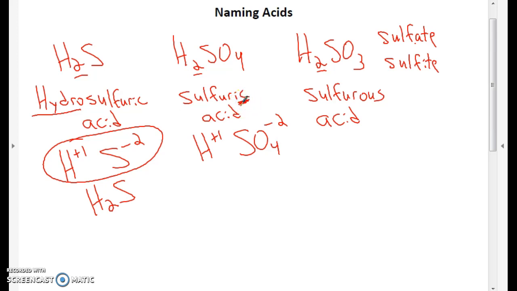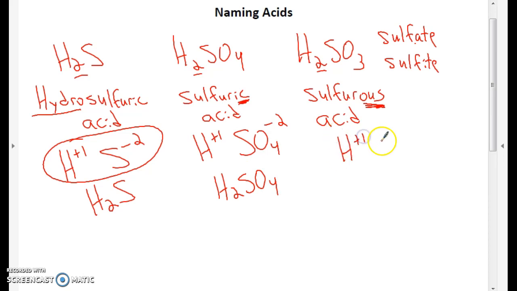IC goes to ATE, so I ate something icky. OUS will go to the polyatomic ion that ends in ITE. So if you have hydrogen that's +1, SO4 that's a -2, you crisscross the oxidation numbers just like we did with ionic compounds and you get H2SO4.